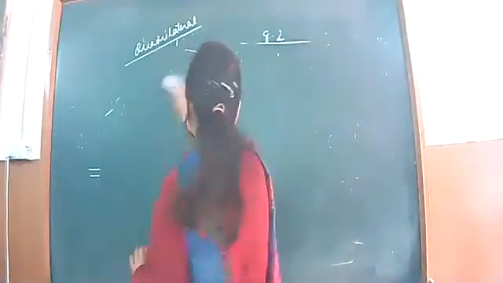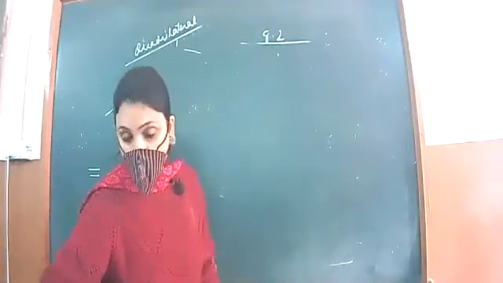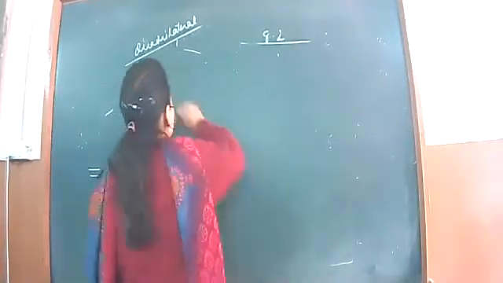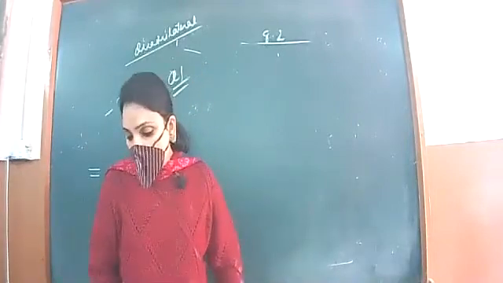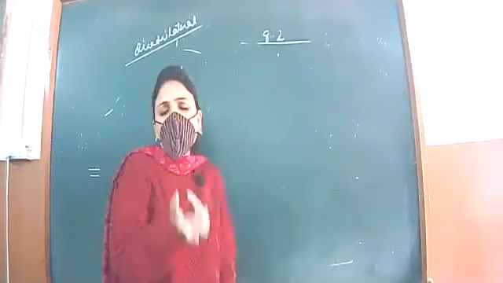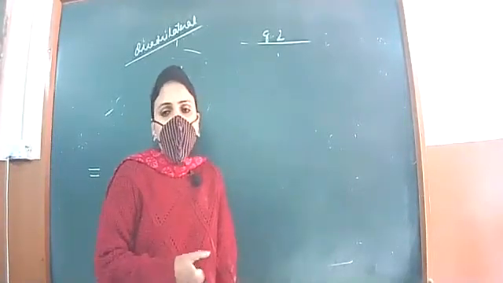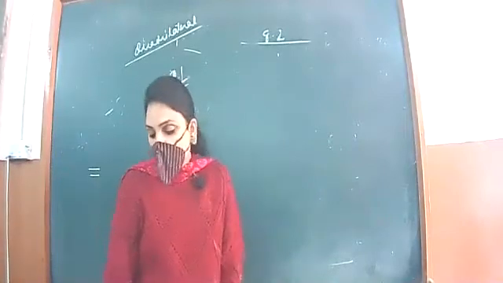Exercise 8.2. First question. He says ABCD is a quadrilateral. It is a simple quadrilateral. In the first question, no type of quadrilateral is given to us, just a simple quadrilateral.